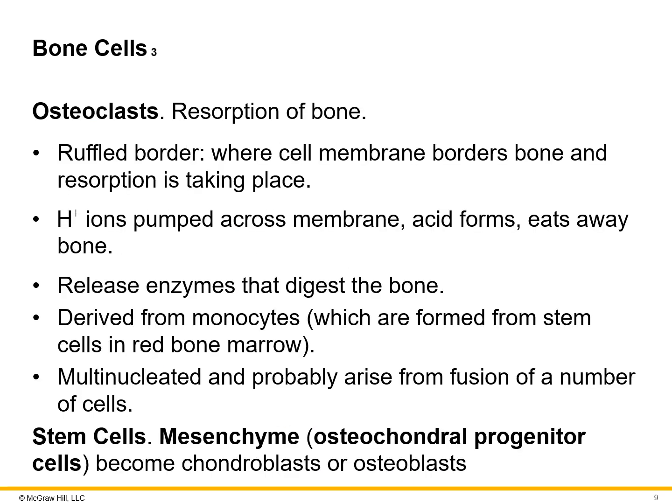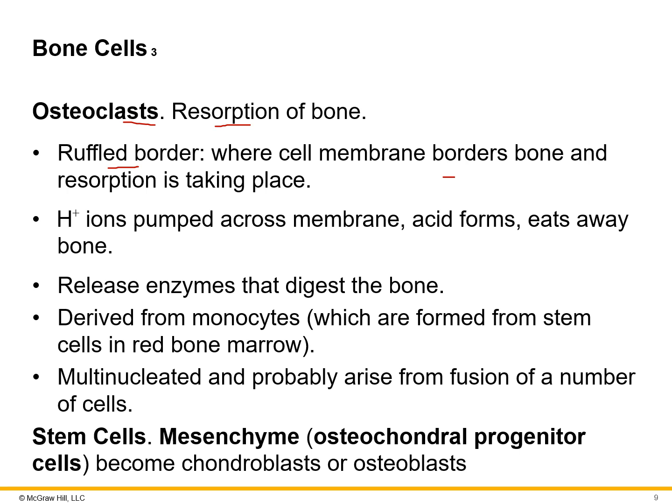All right, now our osteoclasts. Instead of building the bone like osteoblasts, osteoblasts build, B for blast, B for build, osteoclasts reabsorb or break down. Like clatter is how I remember it. So it's breaking down the bone or reabsorbing it. This produces a ruffled border, where the cell membrane borders the bone and starts getting reabsorbed, so we get resorption taking place.